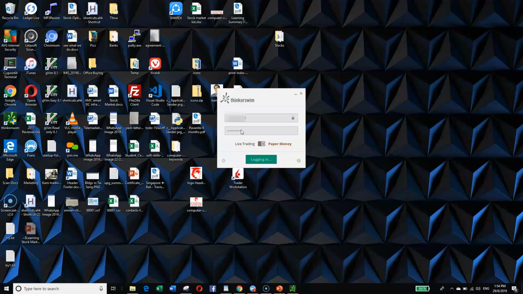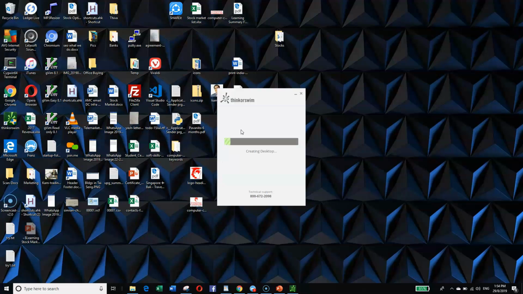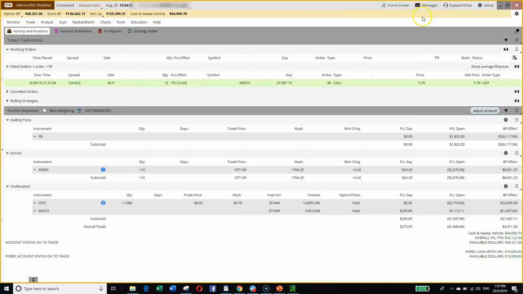Now that I have logged into the platform, it will show me the desktop, and I'm going to introduce you to this desktop and how you can use it for trading. Of course, there are basic, intermediate, and advanced features. I'm going to run through the basic ones first. When I started this, I saw this screen, but you may see a slightly different screen, which is all right.